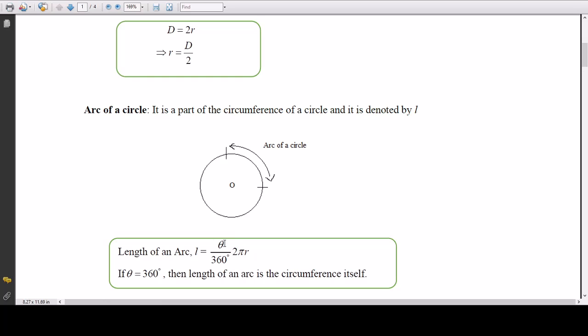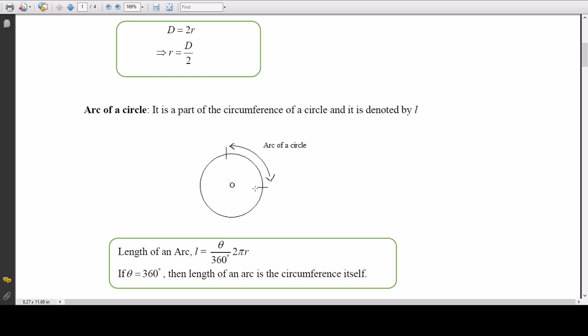What is theta here? Theta is the angle subtended by this arc at the center. If you draw a radius from one end of the arc and another from the other end, joining at the center, these radii of the circle will make an angle between them, and that is the angle theta, or the angle subtended by the arc at the center.